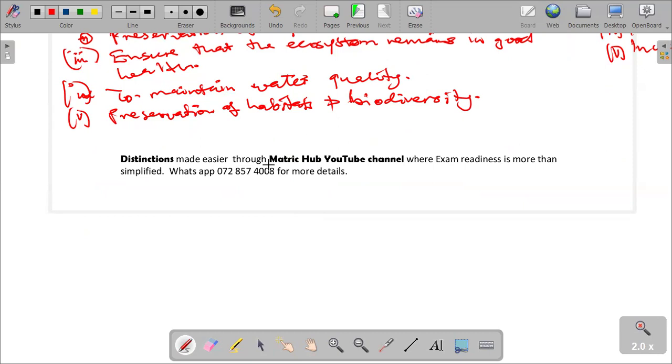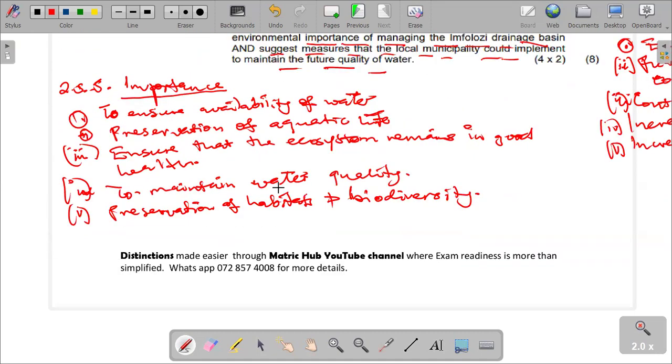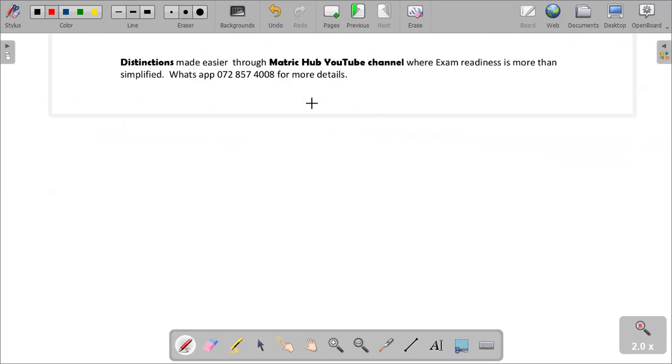And then the question also wants us to suggest measures that the local municipality could implement to maintain the future quality of water. So we want measures to put in place to maintain the future quality of water.